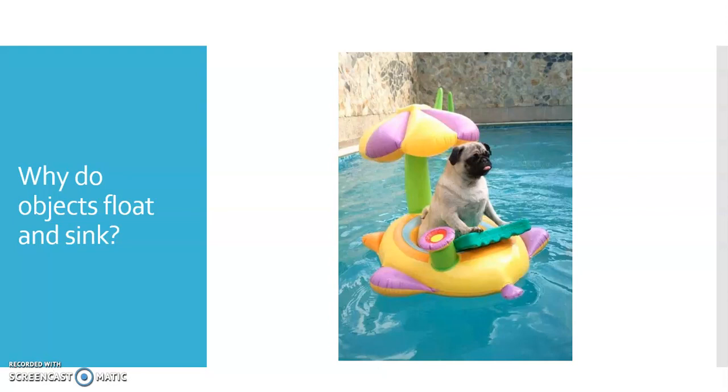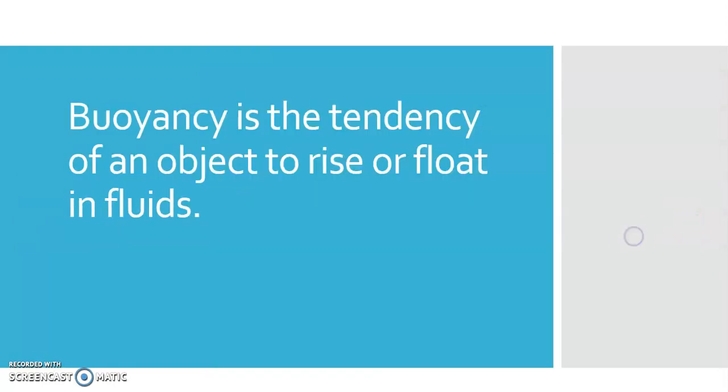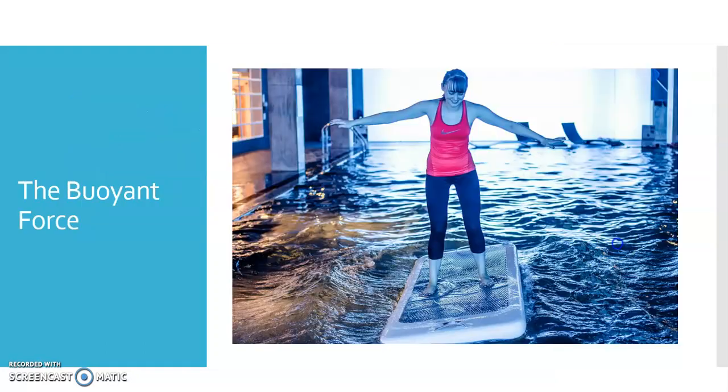But think about a large ship. What causes a large ship to float, whereas a steel bolt, a little tiny bolt, will sink down to the bottom? Buoyancy. Buoyancy is the tendency of an object to rise or float in fluids. You can also think of it as the ability of a fluid to support an object floating in or on the fluid. All right. And now we're going to talk specifically about the buoyant force and how buoyancy works.